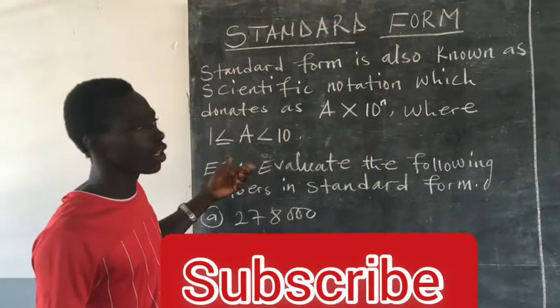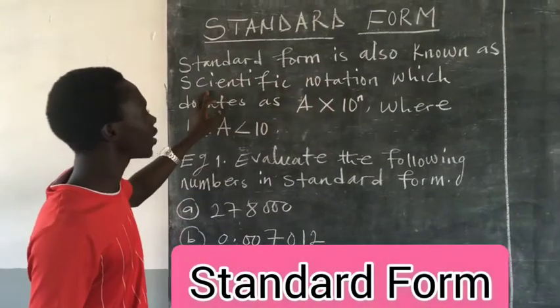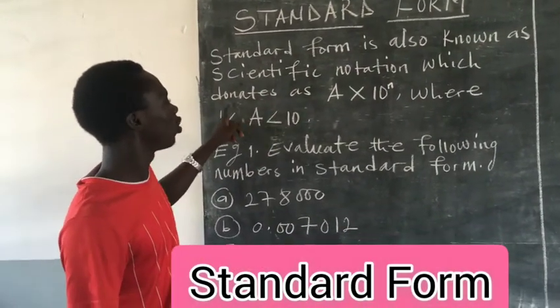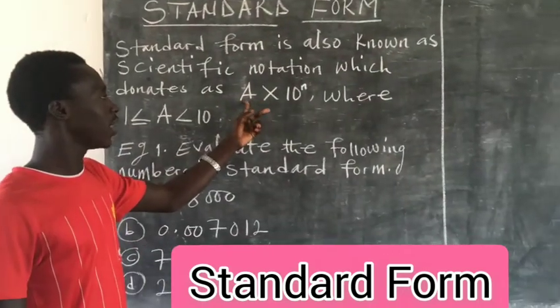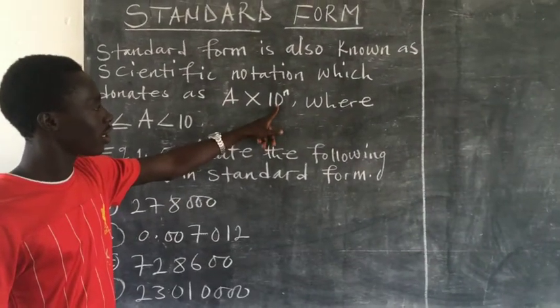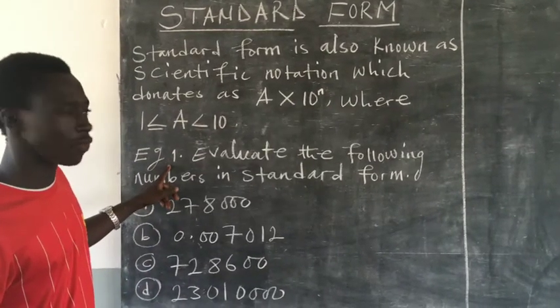Now, when you say standard form, standard form is also known as scientific notation, which is denoted as A times 10 to the power n, where A is the base and 10 is the constant and n is the power given.